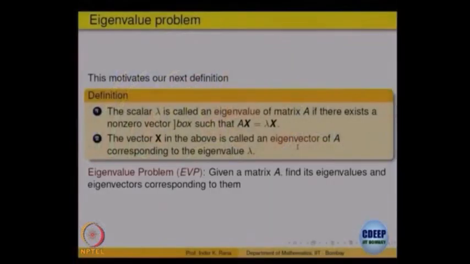So, that is called an eigenvector. So, the problem is, this is what is called the eigenvalue problem. Okay, we call it: given a matrix A, find its eigenvalues and find corresponding eigenvectors, right.